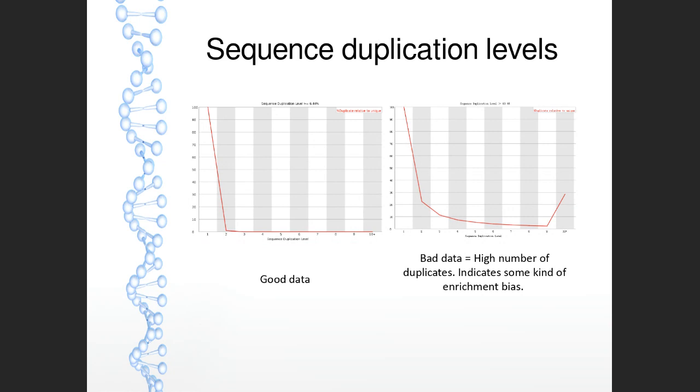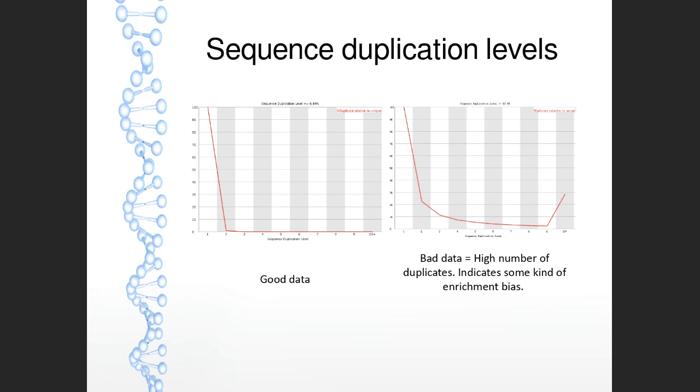The next metric to bear in mind, and this one needs to be taken with a slight pinch of salt, is the sequence duplication levels. Really good data, like the one on the left, will show that we have no duplicated sequences. So these are duplicated reads. FastQC uses reads and sequence somewhat interchangeably. So when we say sequence duplication levels, we mean reads that are exactly the same within our data.